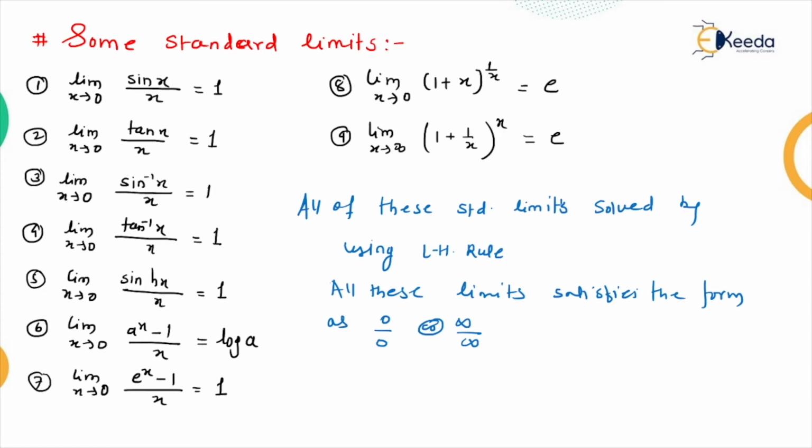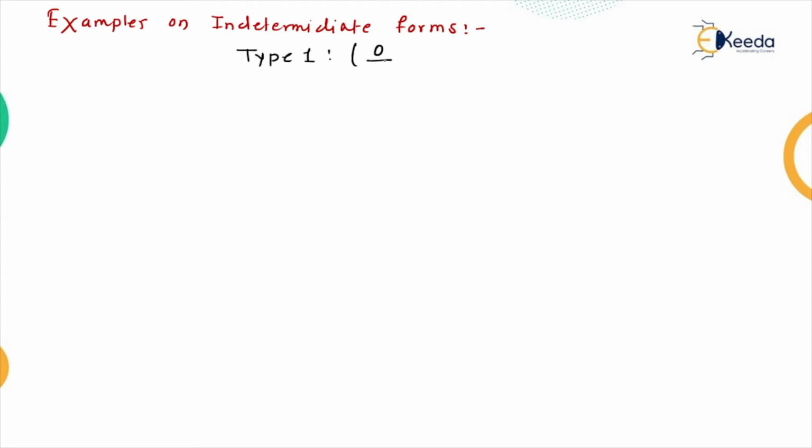Now after that we discuss some examples on limits, guys. Some examples on limits means some examples on indeterminate forms. So let me start examples on indeterminate forms. Type number first, I am writing here type number first. Type first is the 0 by 0 form.